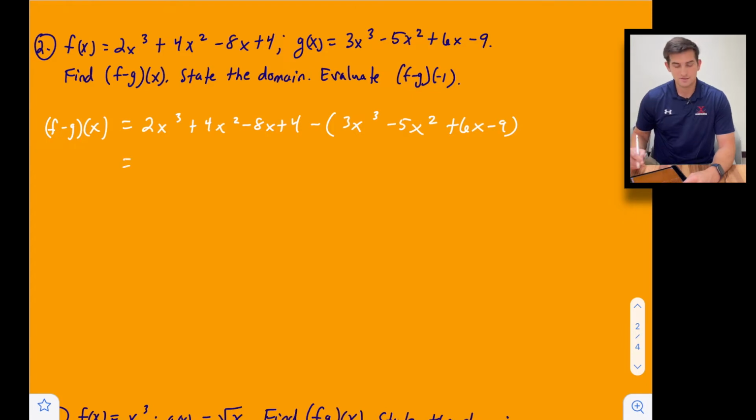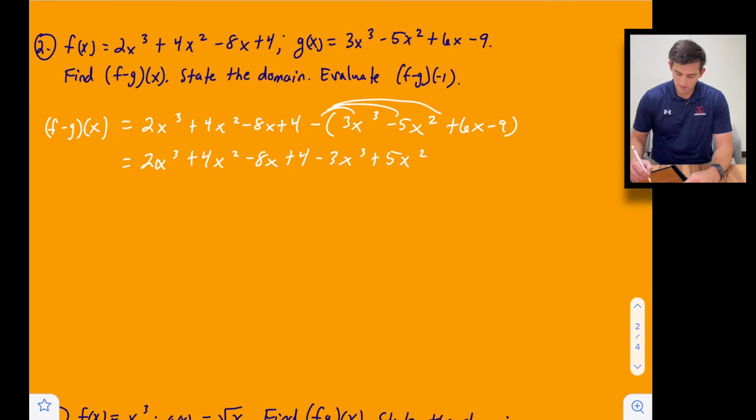So now we're just back to subtracting polynomials. Let's go ahead and rewrite everything here. So 2x cubed plus 4x squared minus 8x plus 4. Now I'm going to distribute this negative. So minus 3x cubed plus 5x squared minus 6x and then plus 9.